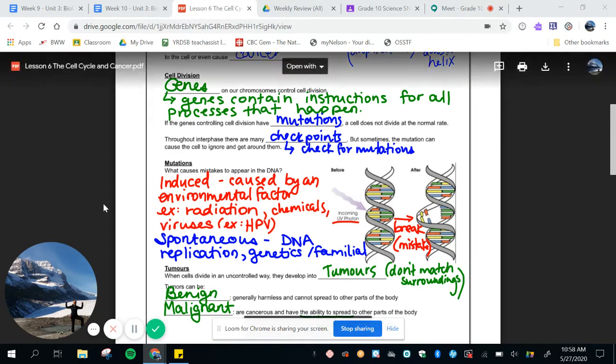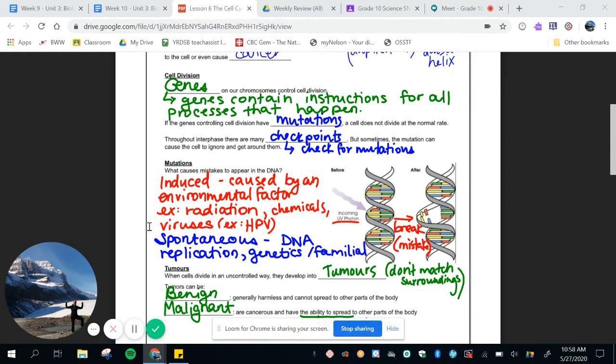And the last one I mentioned here is some viruses. So this is not all viruses, but there is one popular example called the HPV virus, human papillomavirus, that can cause mutations to the DNA. That's the one that causes genital warts or cervical cancer. So that's one that you might have heard about before.